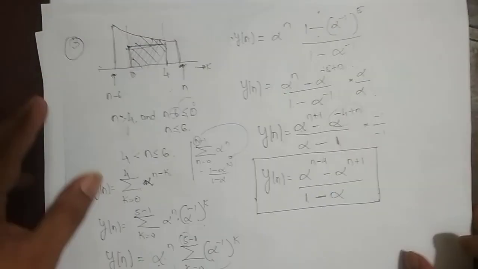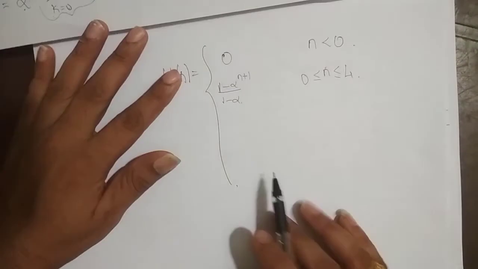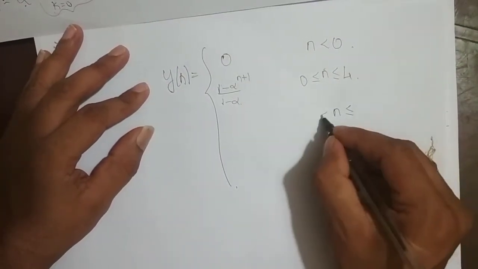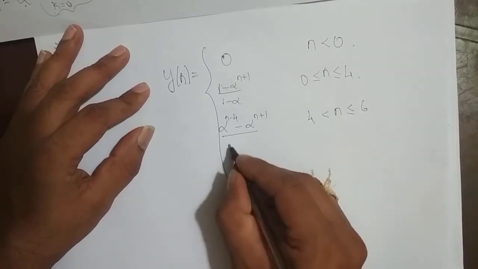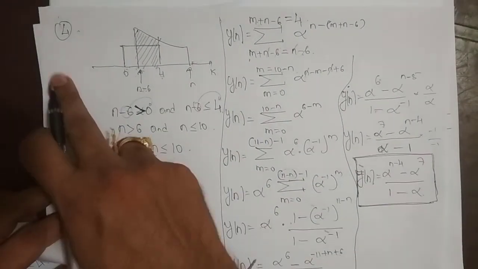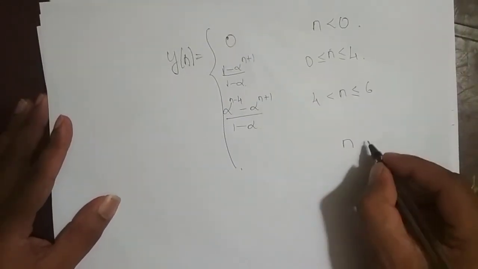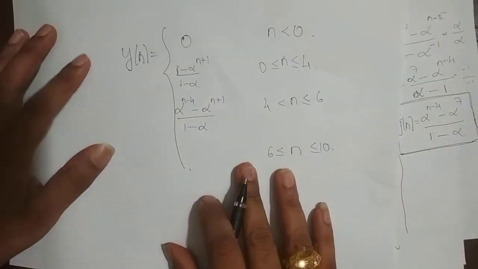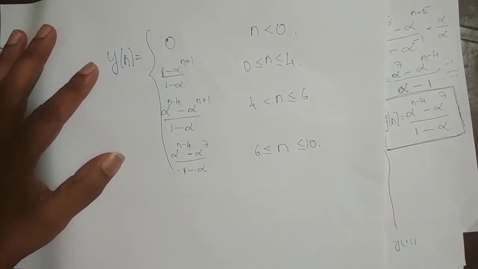And case 3, this is our case 3 equation for n varying from where to where? 4 to 6, less than 4. So it is for n in between 4 to 6. So y of n is alpha power n minus 4 minus alpha power n plus 1 whole divided by 1 minus alpha. This is our case 3 equation. What about the case 4 equation? This is our case 4 equation, which is this, and for n in between 6 and 10. So the equation we have is alpha power n minus 4 minus alpha power 7 whole divided by 1 minus alpha.